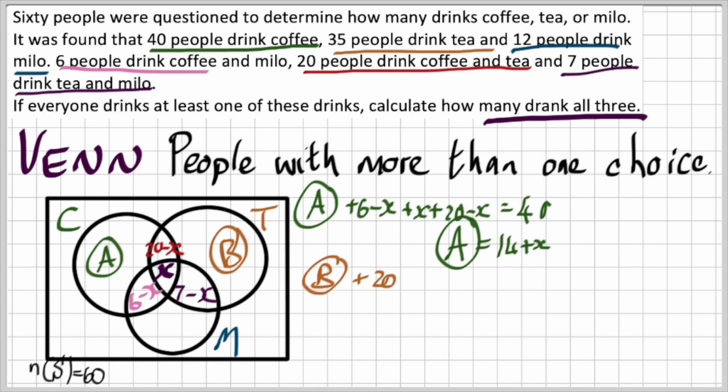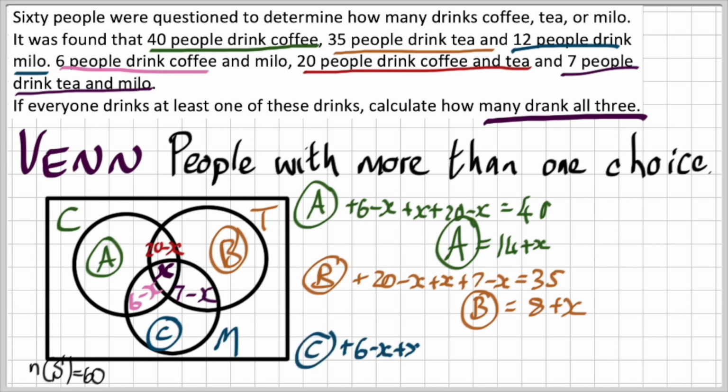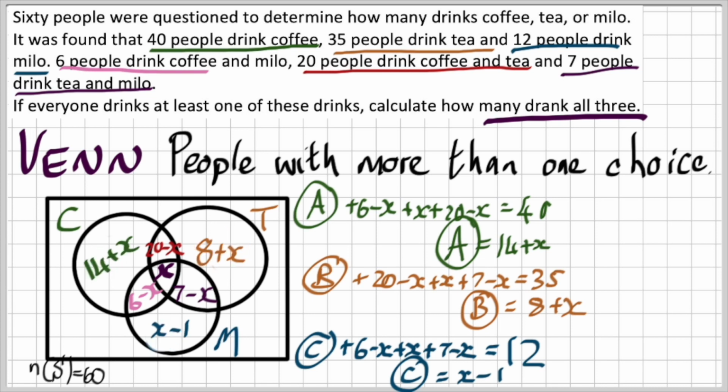So therefore that little b plus all the other parts must add up to 35 because there's 35 people drinking tea, which means that circle B part is 8 minus x. Lastly, I'm going to call that C in a circle with all the Milo parts adding up to 12. So that little c is x minus 1. If I fill that then into my Venn diagram, my Venn diagram is going to look like that.